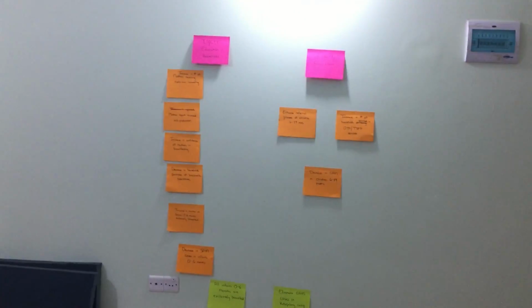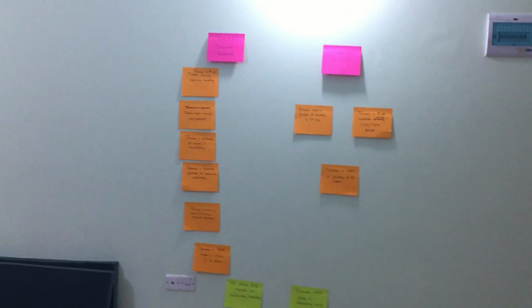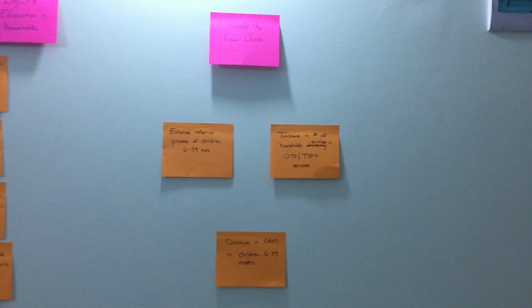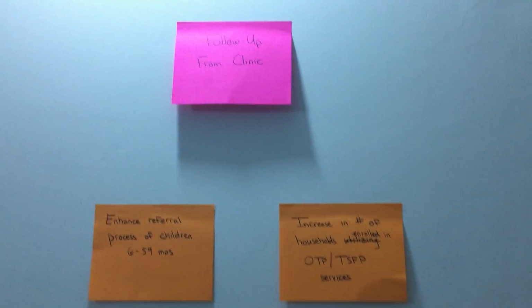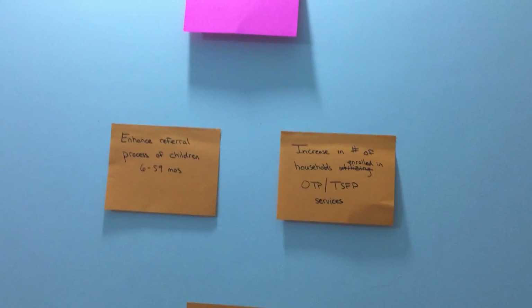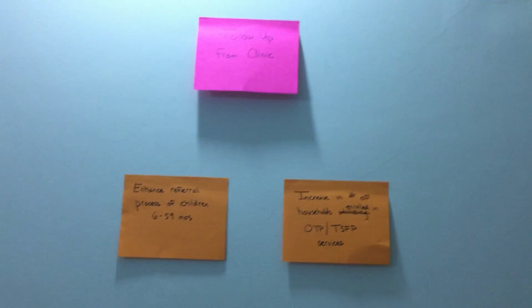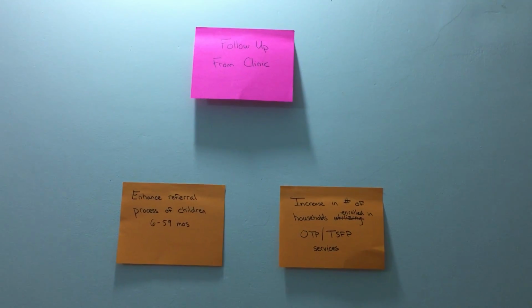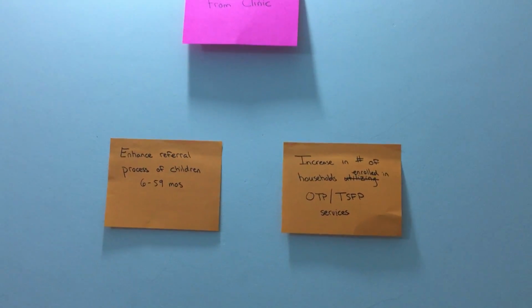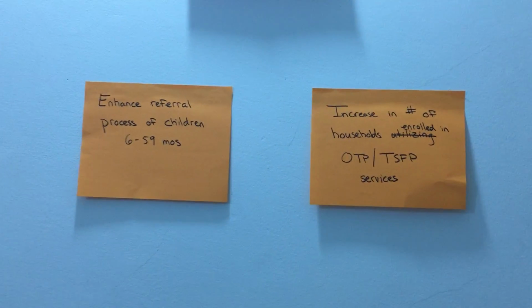So in the next part of this exercise, I then arranged my outcomes into some different so-that chains. So starting with the side on the follow-up from the clinic, the two short-term outcomes are an enhanced referral process that benefits us on our end of making sure that our referrals are working correctly, and then an increase in the number of households enrolled in these services for malnourished children.